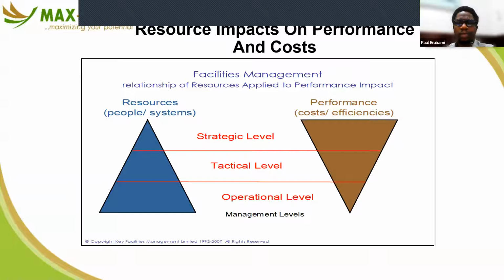Starting with the resource impacts on performance and costs. By now, we all know that facility management is delivered at 3 levels: the operational level, the tactical level, and the strategic level. At the operational level, you're basically delivering day-to-day operations, day-to-day activities. So all your rosters come in here, all your inspection schedules come in here, all your maintenance and repairs work orders come in here. Your daily, weekly, monthly, quarterly reports.